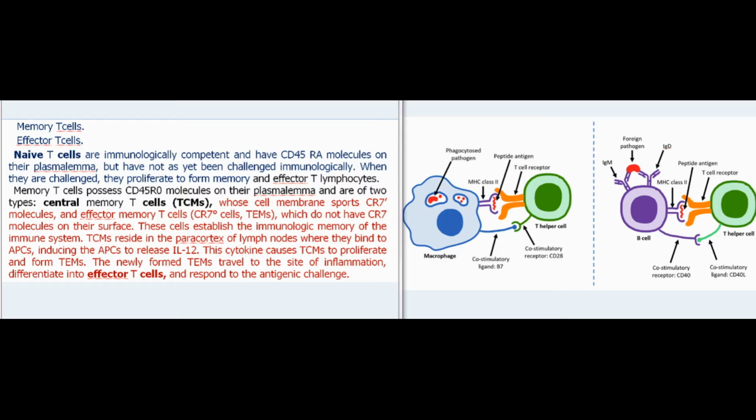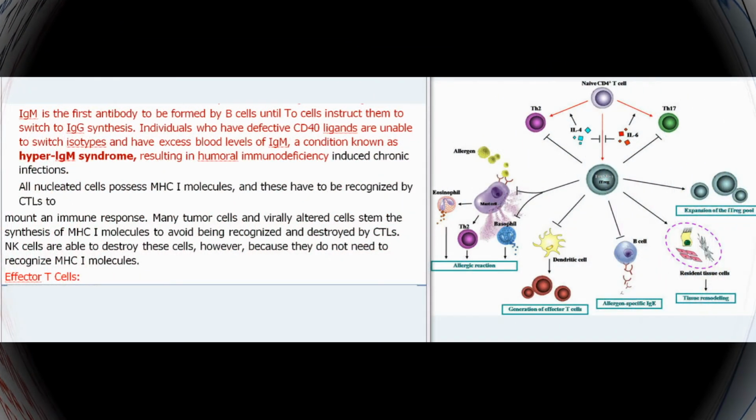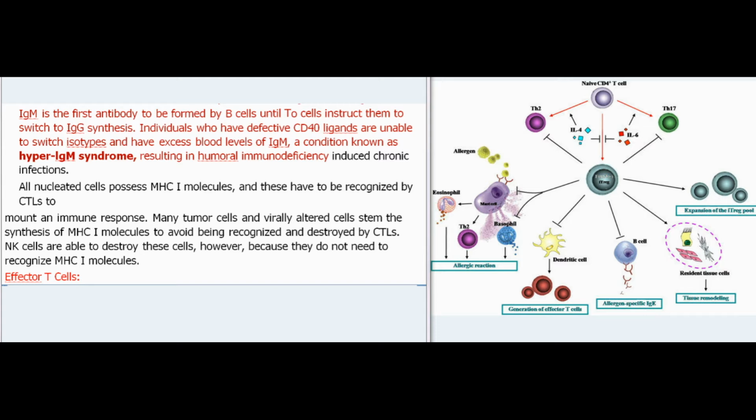TCMs reside in the paracortex of lymph nodes where they bind to APCs, inducing the APCs to release IL-12. This cytokine causes TCMs to proliferate and form TEMs. The newly formed TEMs travel to the site of inflammation, differentiate into effector T cells, and respond to the antigenic challenge. IgM is the first antibody to be formed by B cells until T cells instruct them to switch to IgG synthesis. Individuals who have defective CD40 ligands are unable to switch isotypes and have excess blood levels of IgM, a condition known as hyper-IgM syndrome, resulting in humoral immunodeficiency-induced chronic infections.